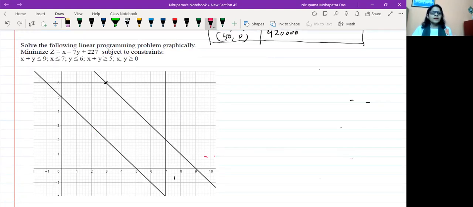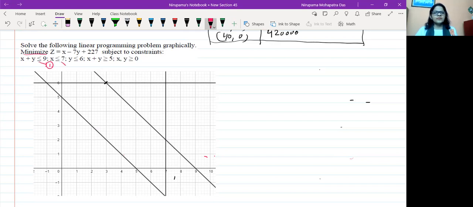Solve the following linear programming problem graphically. Here we have minimize. I thought one maximize, one minimize, and one both. Minimize z equal to x minus 7y plus 227, subject to these constraints. Again, I am taking this just to save time.